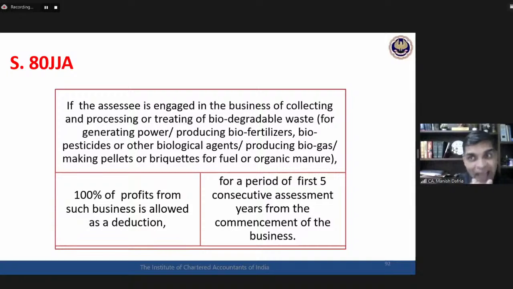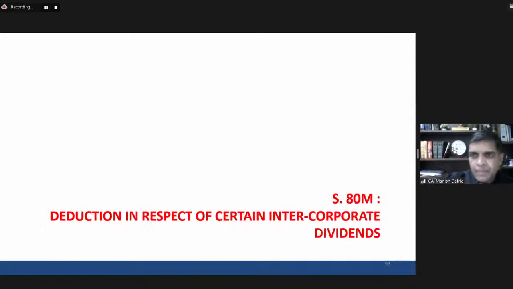So that "and" needs to be read with a microscope, very, very carefully, needs to be underlined, needs to be highlighted. If my assessee is doing both collecting and processing, then only 80JJA deduction would be available. Plain and simple. Otherwise, no calculations are involved in this section, but the conceptual clarity is important. Fine. So simple 80JJA. New section 80M.